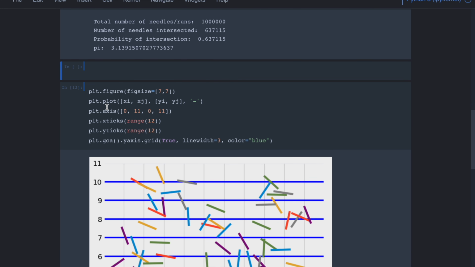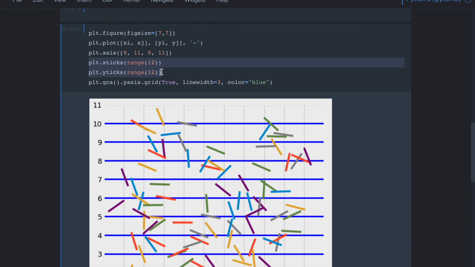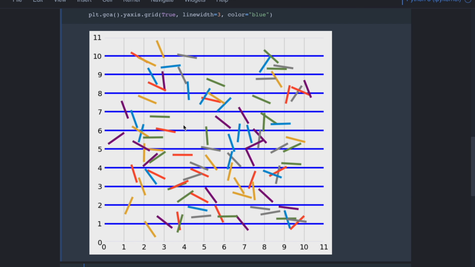And here all we are doing is simply making this grid, these horizontal lines, and plotting the x and y values. For the plot layout, we choose a square layout so that we can see it clearly.